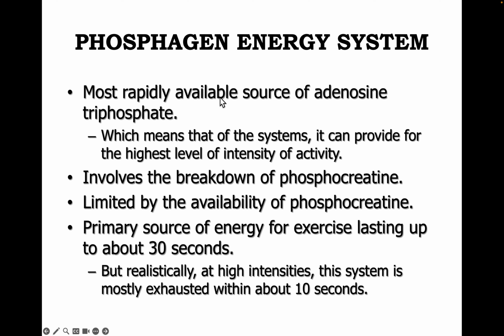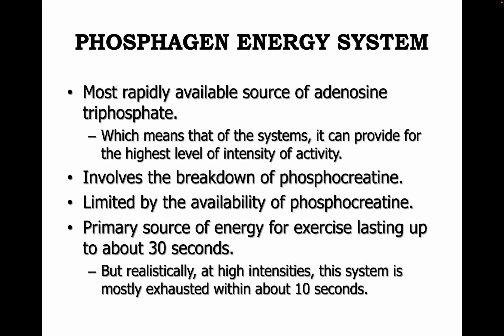So again, this is a good summary slide of the phosphagen energy system, and it's something that you would star in your notes. It's the most rapidly available source of ATP, which means for the highest intensity exercises, it will provide the vast majority of ATP for the initial parts of that exercise. It involves the breakdown of phosphocreatine, but it's limited by the availability of phosphocreatine in our muscles. We don't store a lot, because to store a lot of phosphocreatine would be very inefficient.